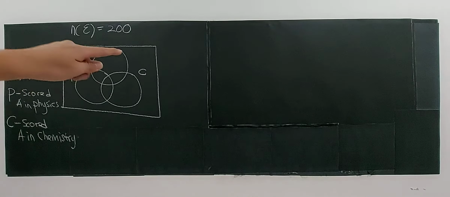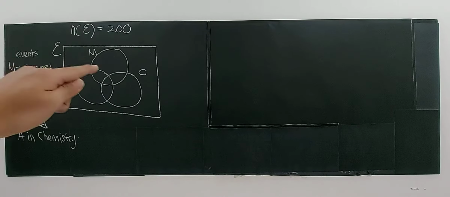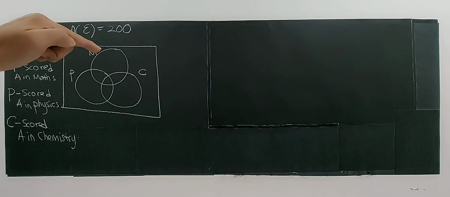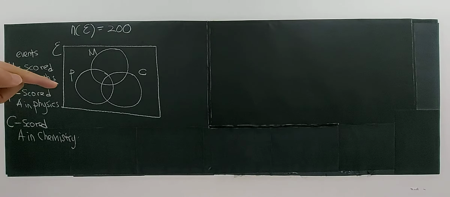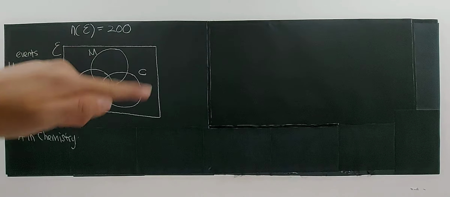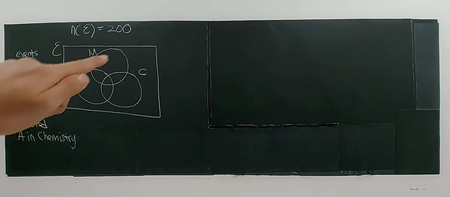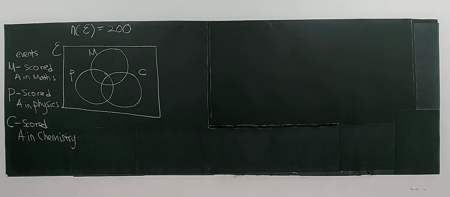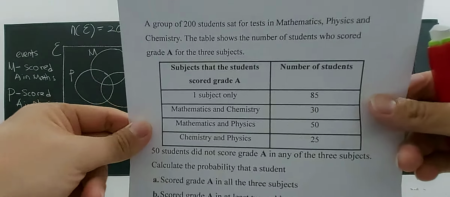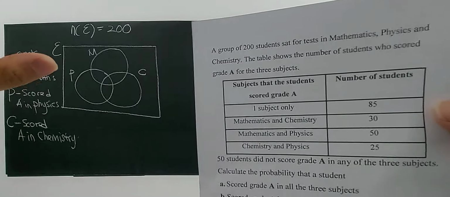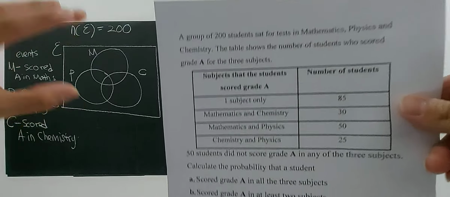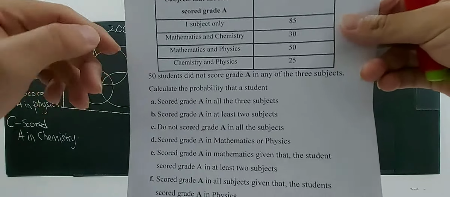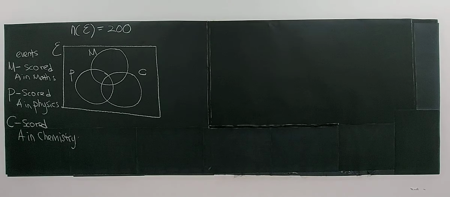Why am I drawing them overlapping each other? Because some students may get A for mathematics and physics, or maybe some students get A for all 3 subjects. That's why there are intersections between the 3 sets. It's very important that I define the events. Later on, I'm going to put all the information given into the Venn diagram. The Venn diagram can help us solve the probability question for these cases. So let's look at the information given.